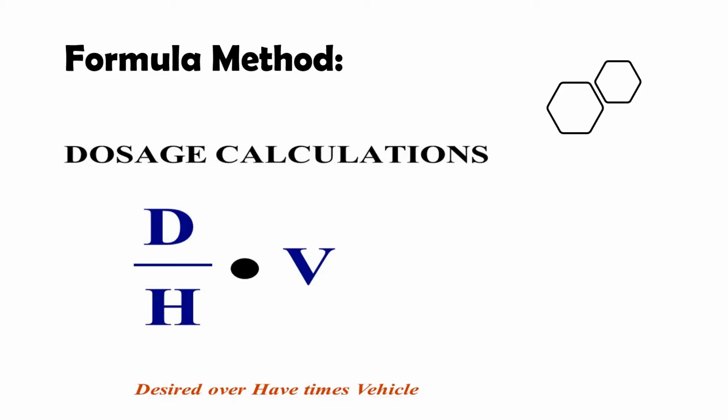So the first, the formula method, is going to be desired over have times vehicle. When you're looking at your order, you're going to look at what the order is desiring from me, what we have, and then what the vehicle is. Vehicle is usually the milliliters, whatever it comes in: tablets, half tablets, milliliters. Is it per 1 milliliter or per 10 milliliters? What is the thing that it's giving you?